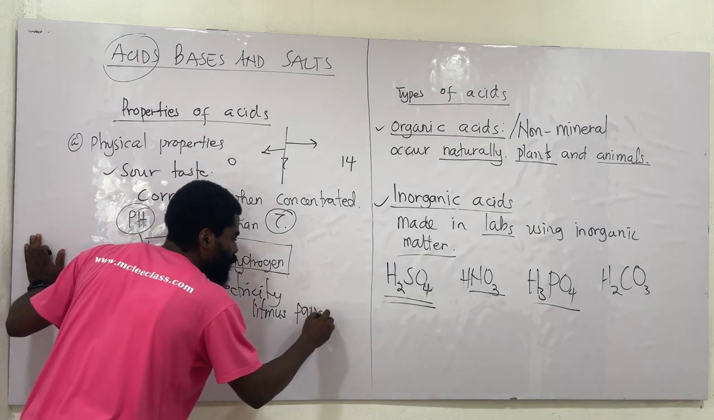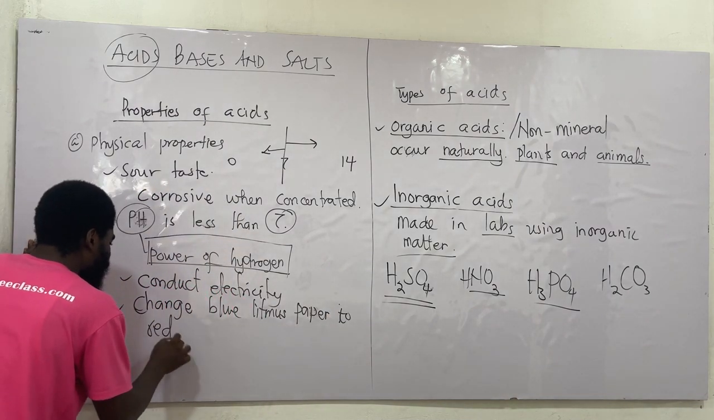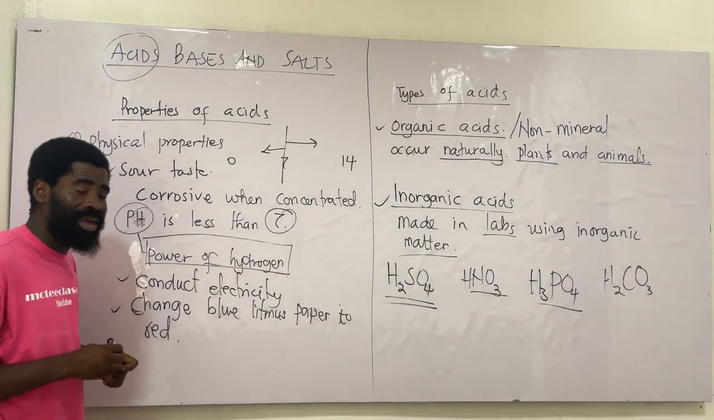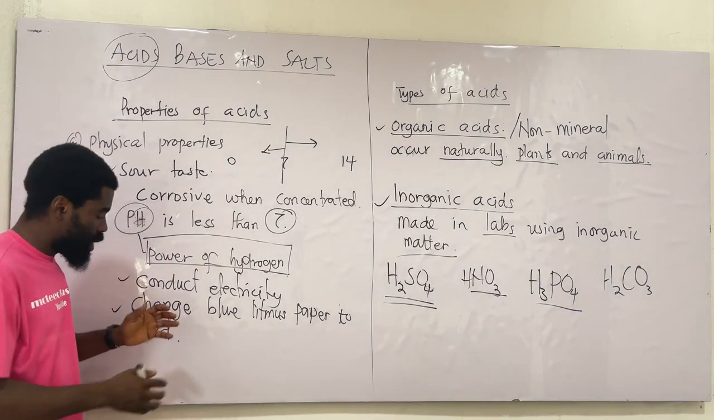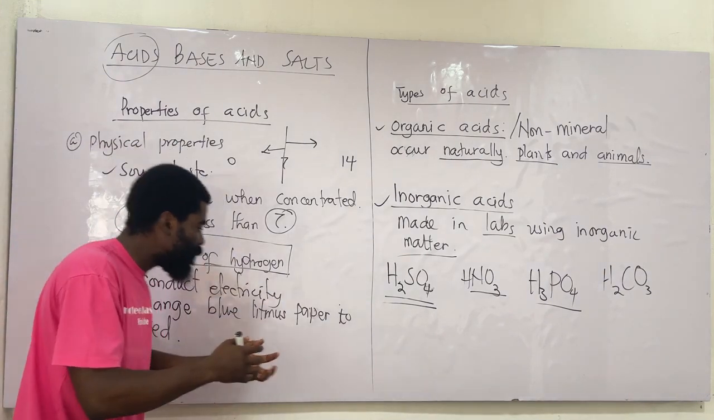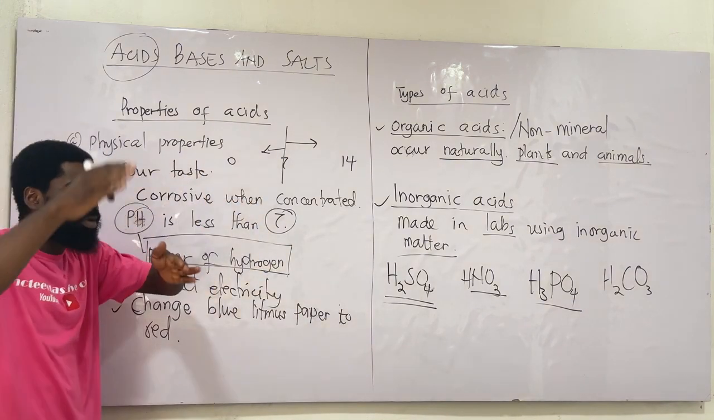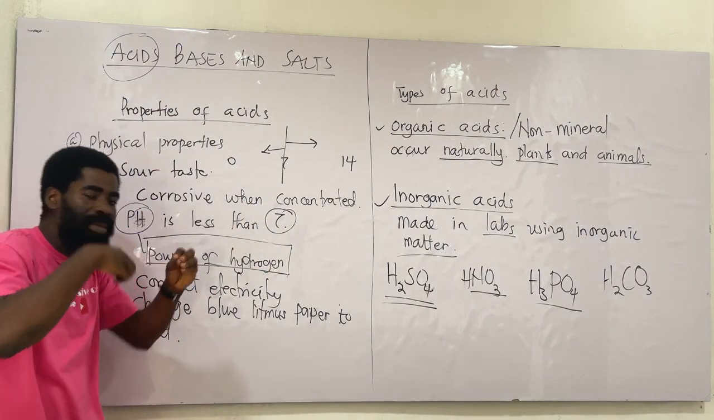They change blue litmus paper to what? To red. Take note of this: normally in practicals, they'll give you some statements for you to give the color changes, or they'll prepare a table for you and give you some substances so that you tell them the color changes.